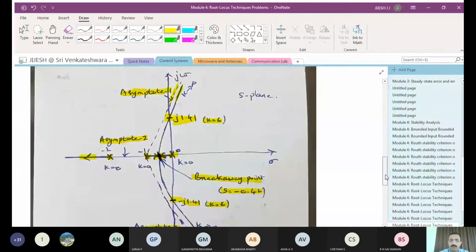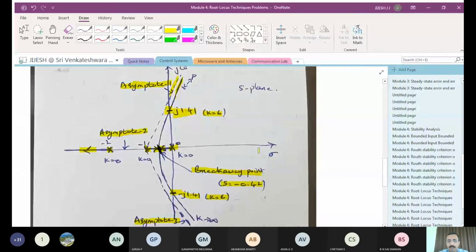So this is the plot you will get. So all of you have completed the plot. So all of you understood this value. This is the value you got there as root 2. So plus j 1.41 and minus j 1.41. All of you have completed this plot.